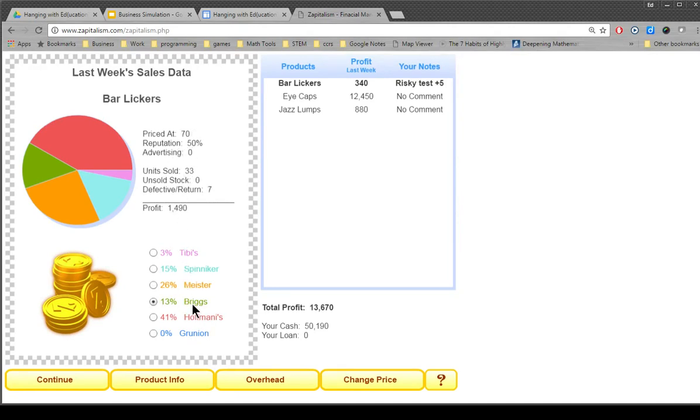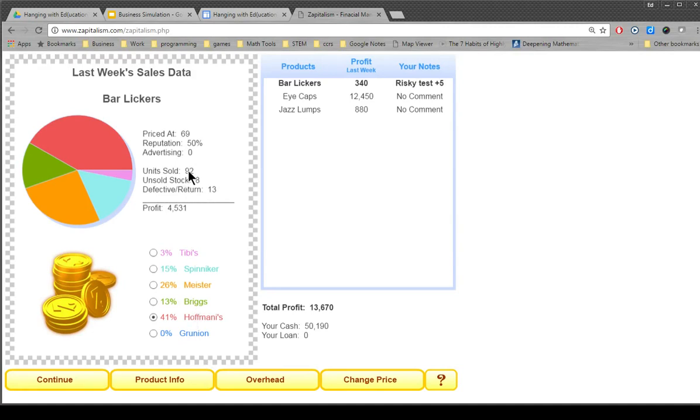So here's Briggs. Hoffmani's made a killing, 41%. So I might compare Hoffmani's because he did much better than I did with this. And I might try to assess why. He had his price at $69. Let's look at what I had. I had $55. How come he sold better than I did? My reputation is 50. His reputation is 50.